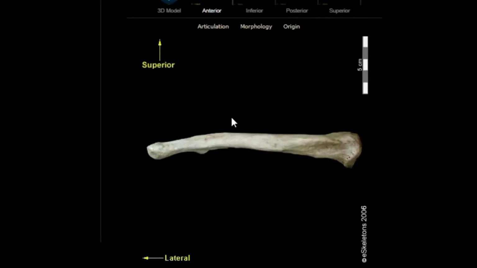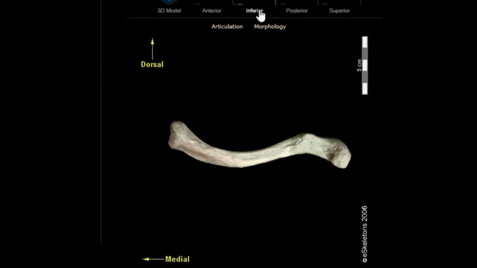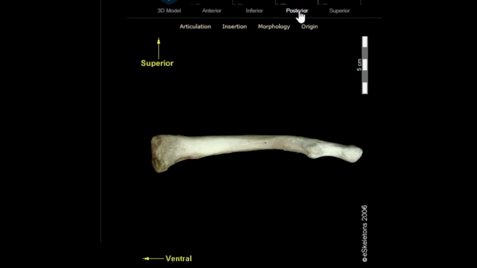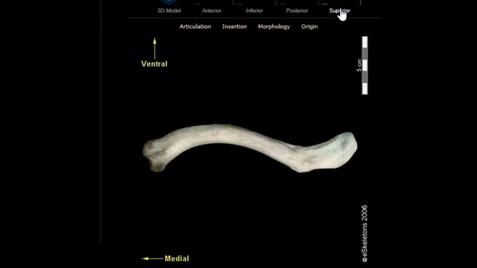Now let us have a view of the 3D model of the clavicle, and what you are seeing here is the anterior surface, and this is inferior, and this one is the posterior aspect of the clavicle, and this is the superior aspect of the clavicle.